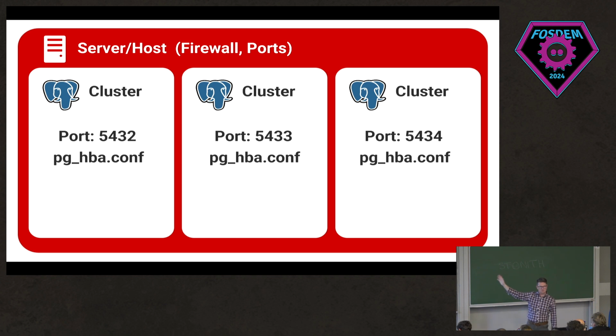So, if this is a bare-bones server, we have a host, whether it's a VM or bare metal. And on that host, you can have as many running Postgres clusters as you want. The actual process running on the host is called a cluster. If you go to the documentation, that's what you'll see. So we can have multiple clusters; they just have to run on different ports.